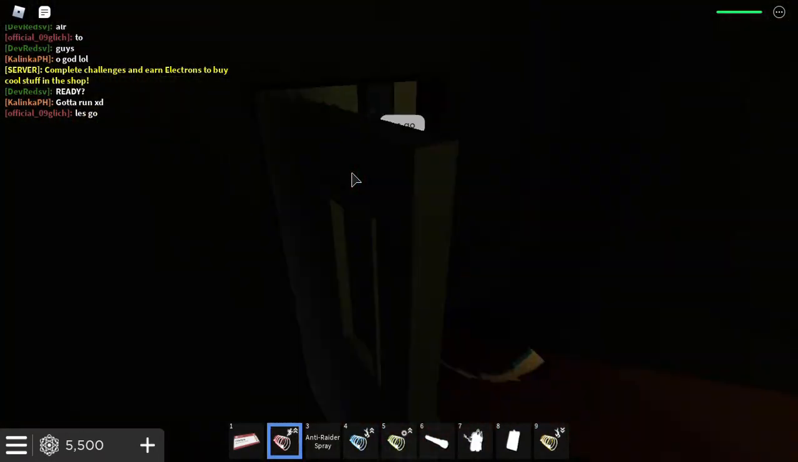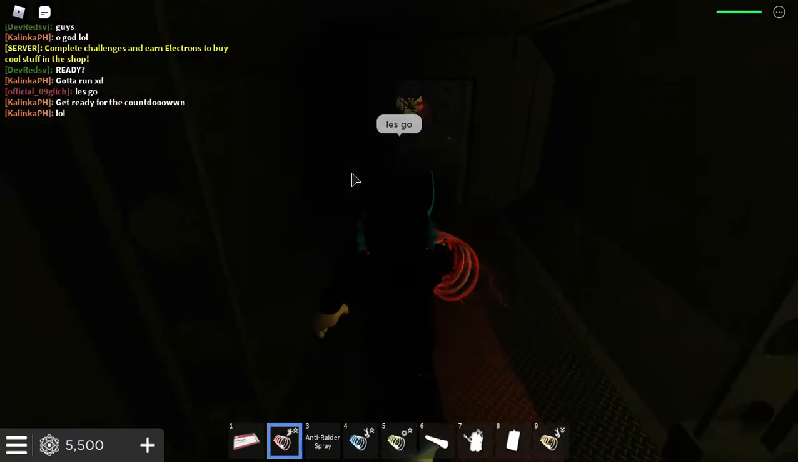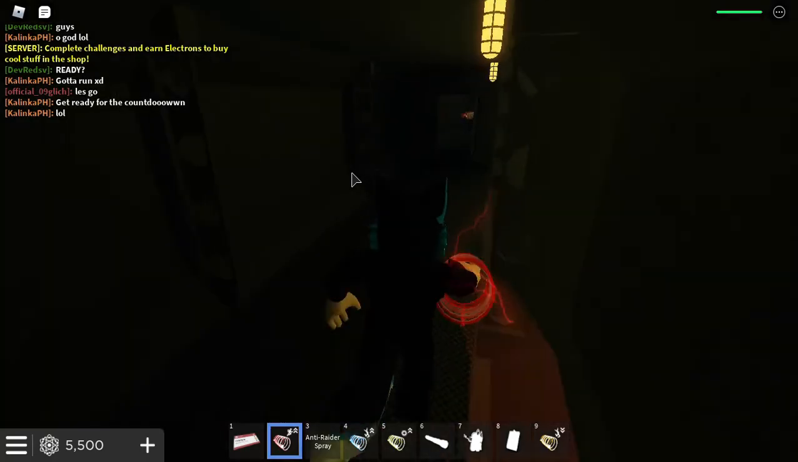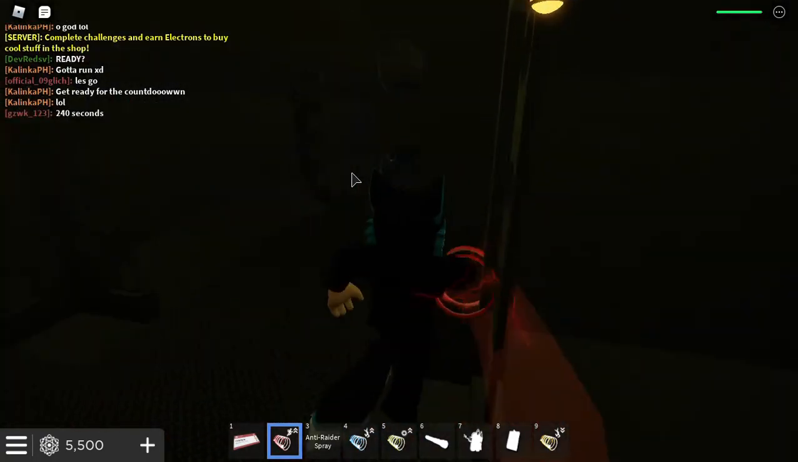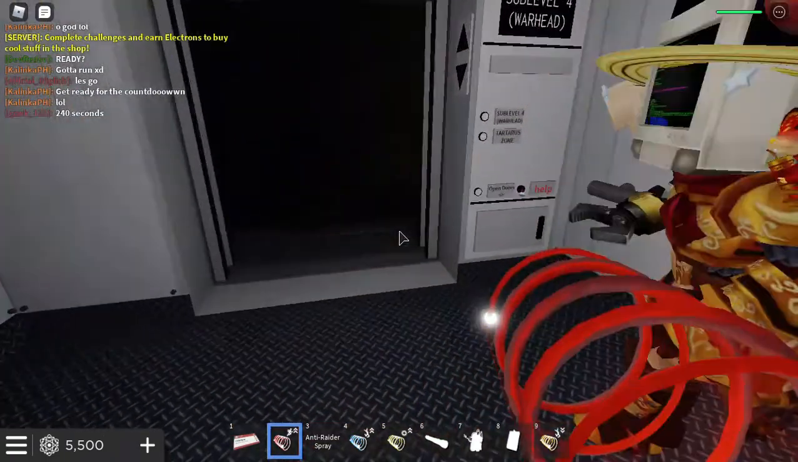Attention all Qserf personnel. The warhead is ready for detonation. All bottom-side facility personnel, please evacuate to the Tartarus zone immediately. I repeat, please evacuate to the Tartarus zone immediately.